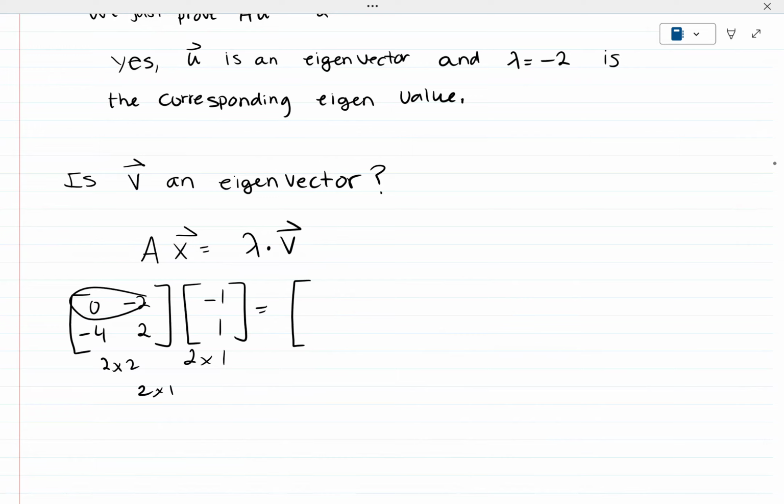And so when you multiply this by this, you get 0 times -1 plus -2 times 1, and then -4 times -1 plus 2 times 1. So you should know how to multiply a matrix, or you could just put this in the calculator and you're going to get this 2 by 1, -2, 6. And then when you factor out a 2, it's going to be 2 times -1, 3.